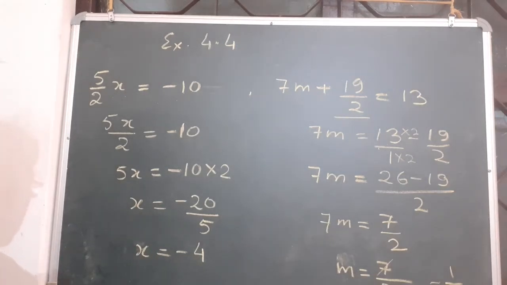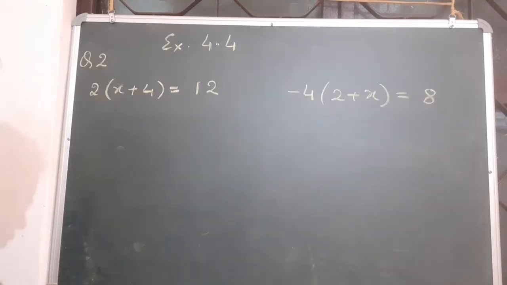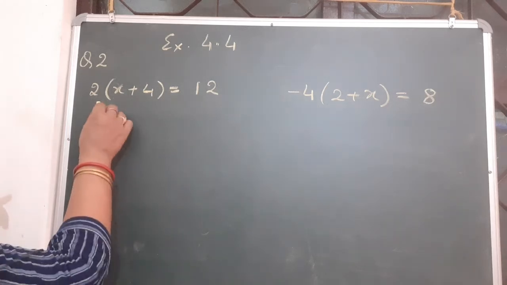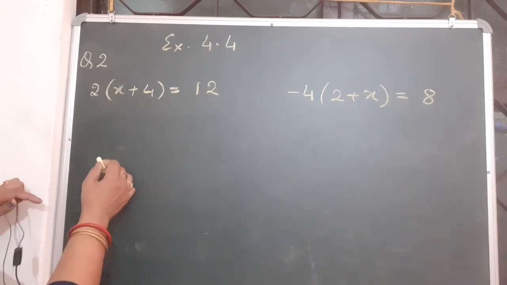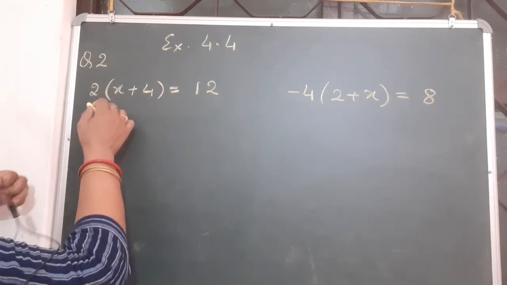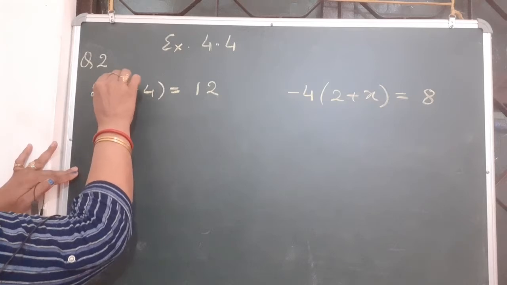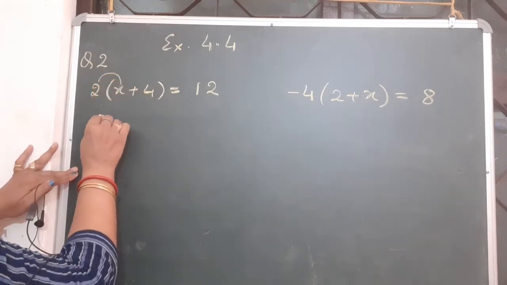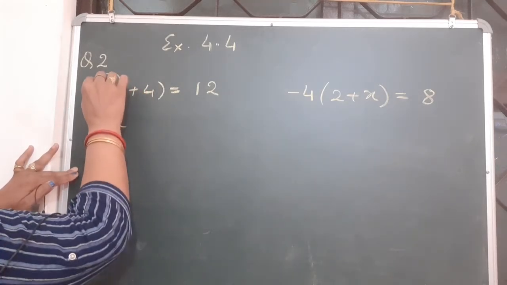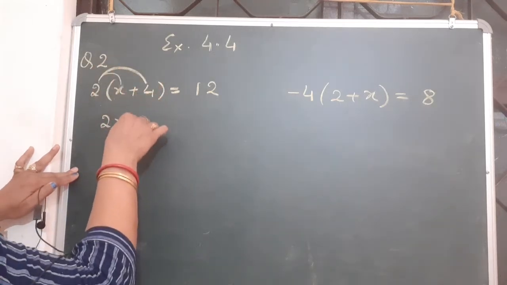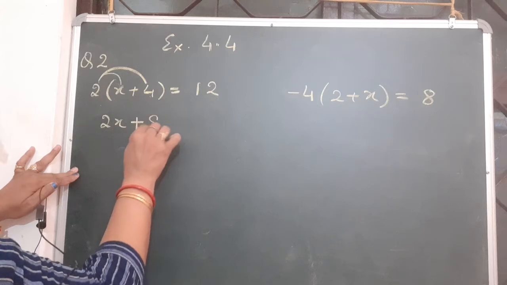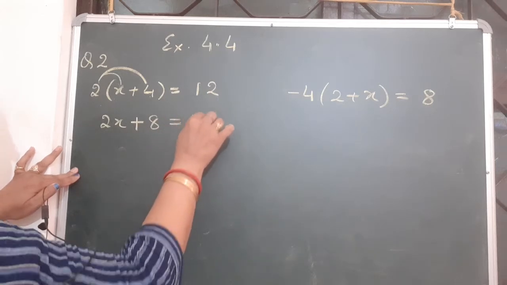Now we come to question number 2. In question number 2, the equation is given along with brackets. So first you will remove the brackets and then solve. So how to remove the brackets? Now here, to remove bracket, you multiply x by 2. So you get 2x. Then multiply 2 with 4. So sign plus, 2 4s are 8 gives 12.